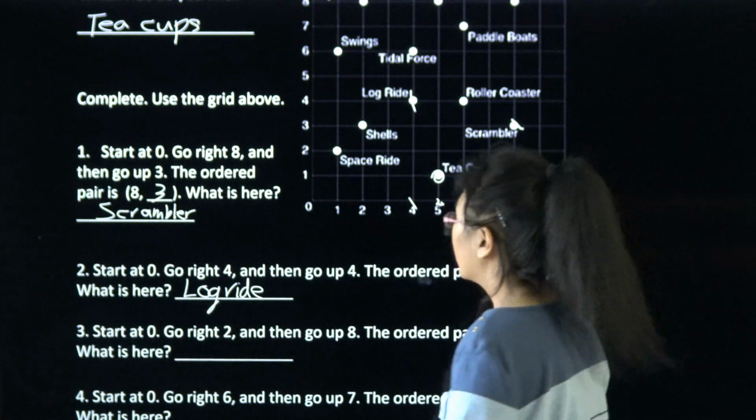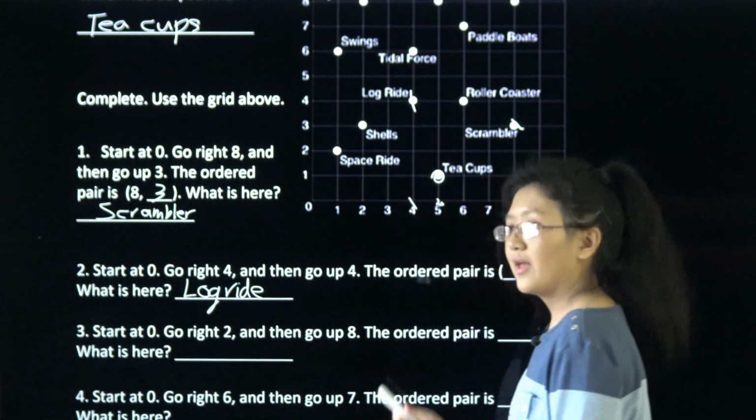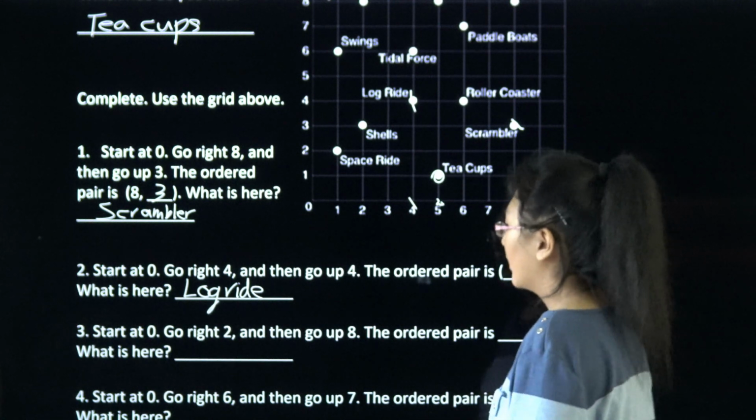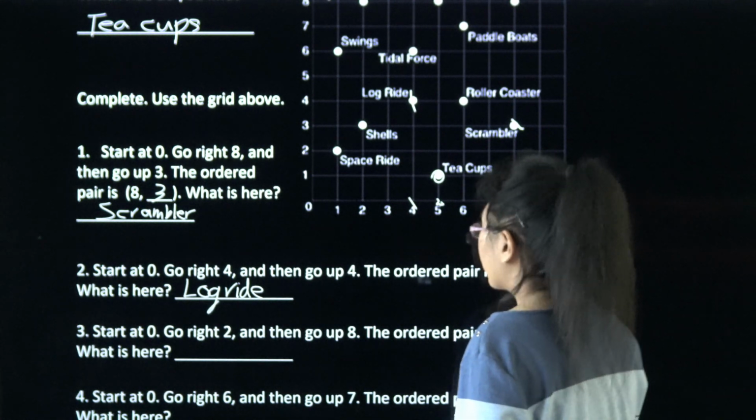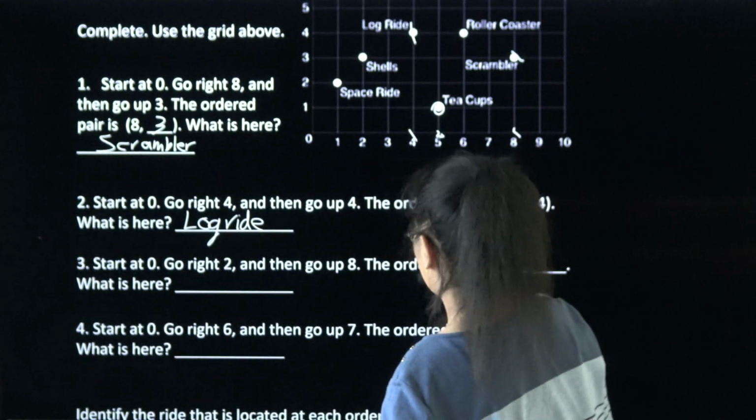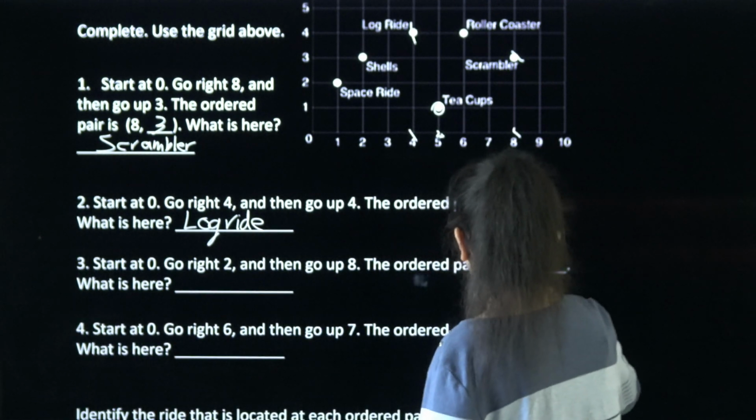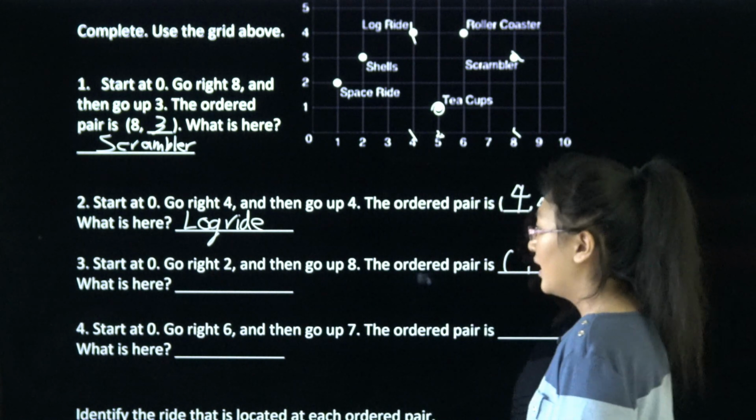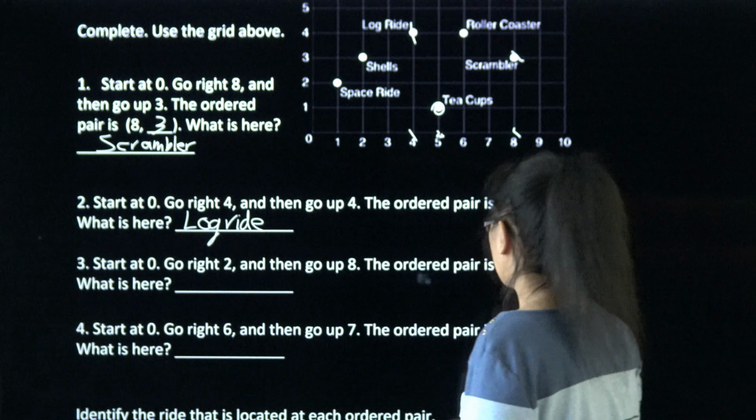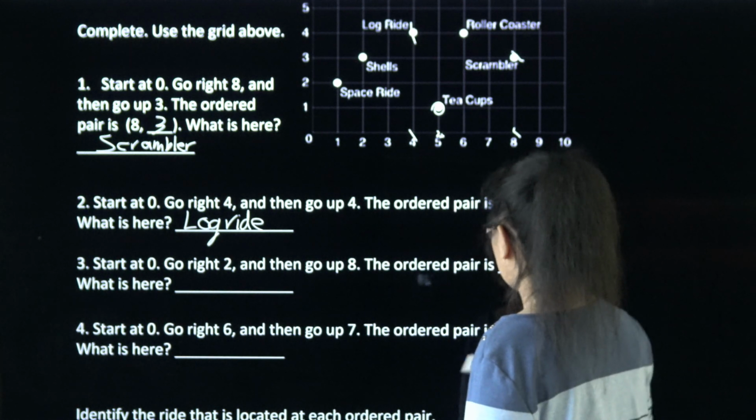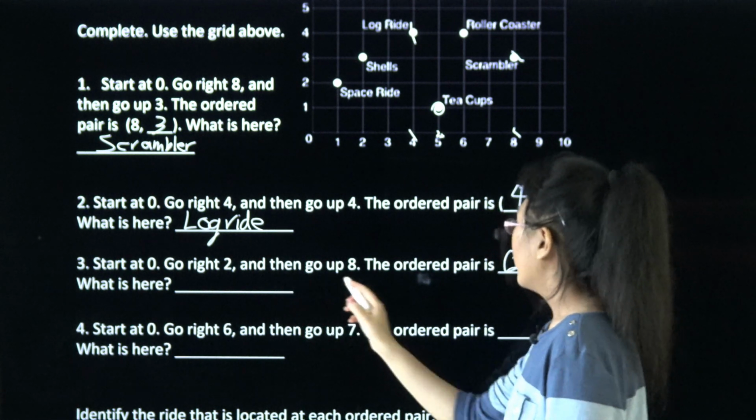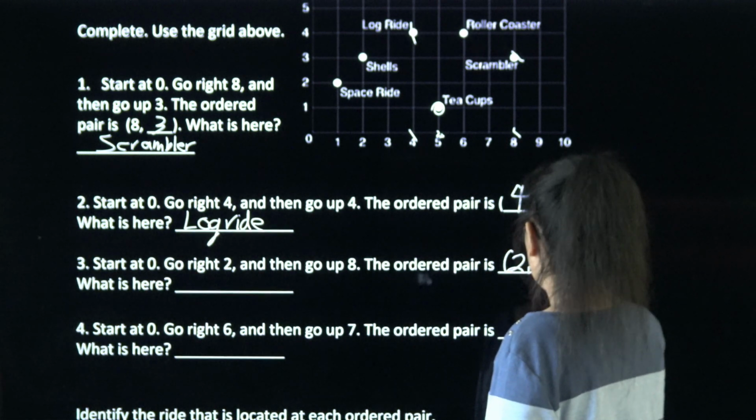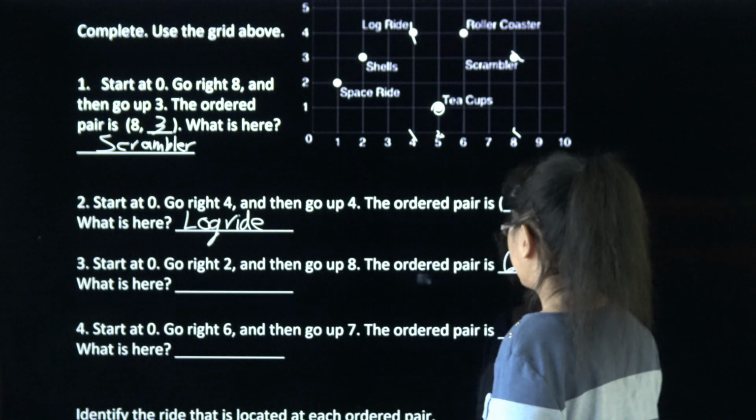Number 3. Start at 0, go right 2, and then go up 8. The ordered pair is blank. What is here? So the ordered pair is always in brackets with a comma separating the first number and the second number. The first number is how much we go right. So the first number would be 2 in this case. And then we go up 8, and the second number is how much we go up. So that's 8 in this case.